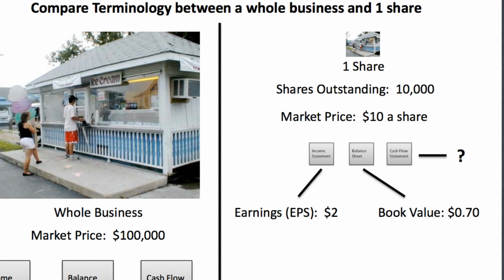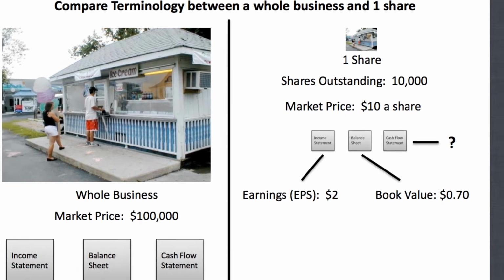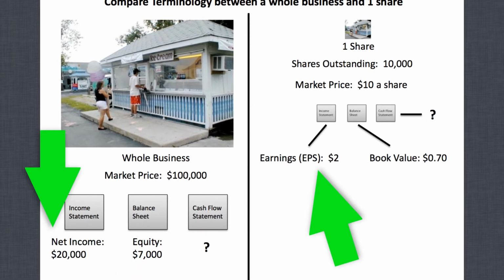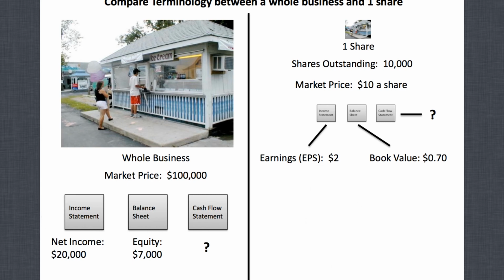So the earnings for the business, which is the same thing as net income, it's the exact same number. The only difference is net income is when you're valuing the whole business, and earnings is when you're only valuing one share. It represents the exact same thing, but only for one share. So if you take the $20,000 in net income and divide it by the 10,000 shares outstanding, you'd be left with $2. EPS stands for earnings per share. So for one share, the earnings is $2.